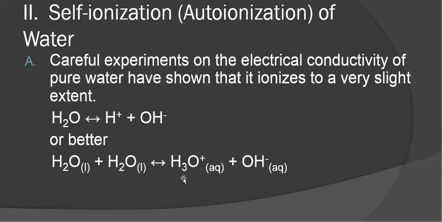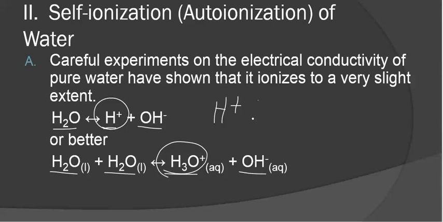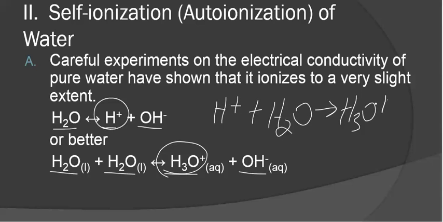Water self-ionizes, which means that water, when left to itself, will produce a small amount of ions. So the water molecule will break apart into H+ and OH-. A better way to represent this is to take 2 molecules of water and break those apart into H3O and OH-. Now H3O is called hydronium. Hydronium and hydrogen are the same thing. Hydronium is nothing more than H+ added to water, and that will give you the H3O+, which again, hydronium.